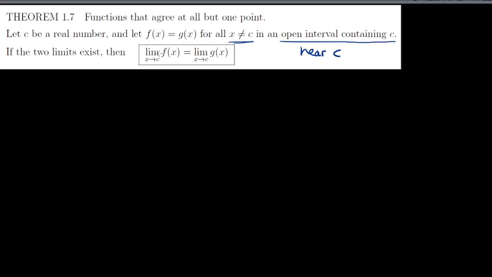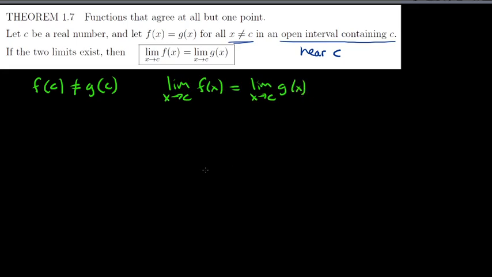If the limits exist, then they have to be equal. So in other words, even though the two functions are not equal at c, it's possible that f of c and g of c could be different. They might not be equal. However, their limits are equal. And that's the point of the theorem. And that should make sense.